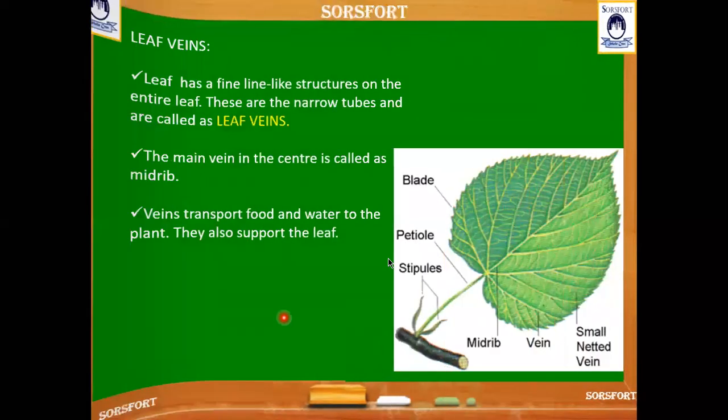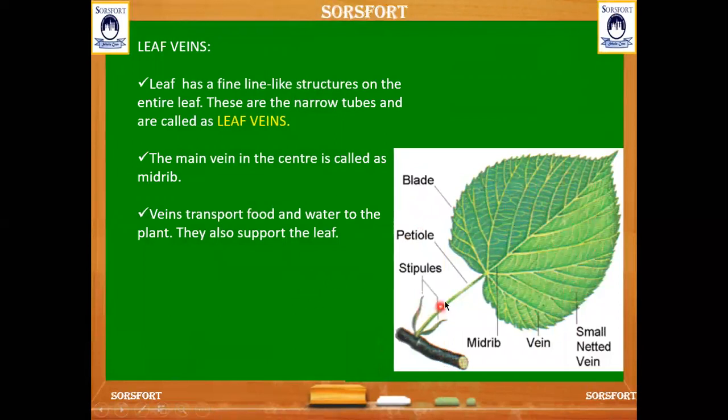And we can see the structure of the leaf here. This flat surface we call the leaf blade, and the middle line we call the midrib, and these are the side veins, and the veins from the side veins we call small veins. And these two small leaves we can see here are called stipules. And this support from the leaf to the branch we call the petiole.